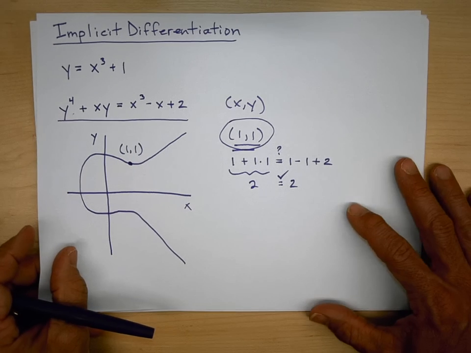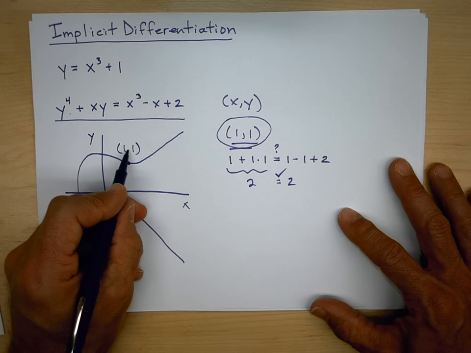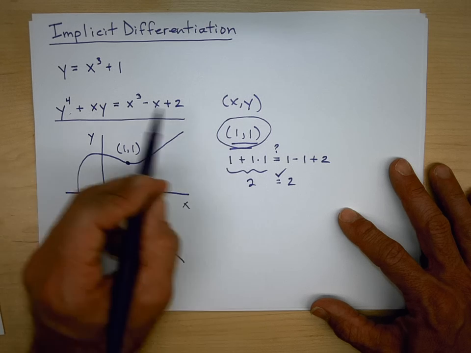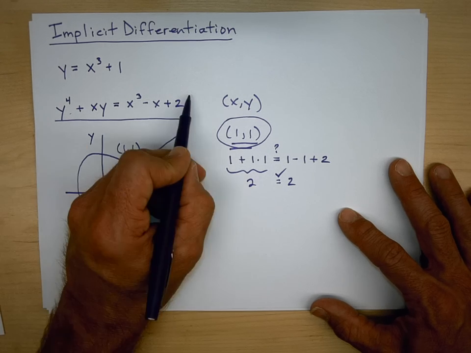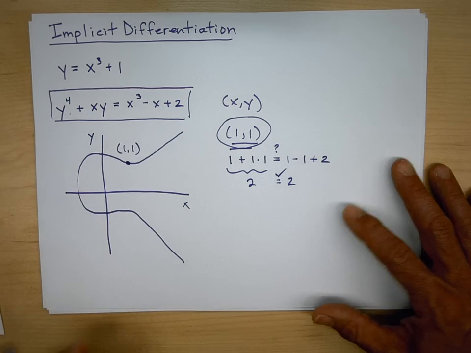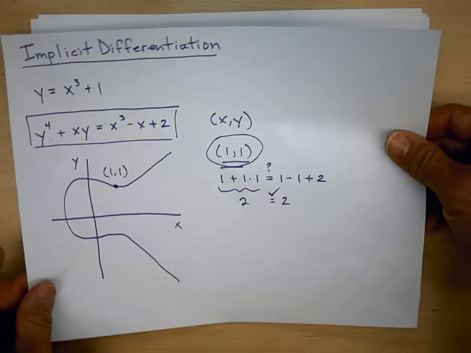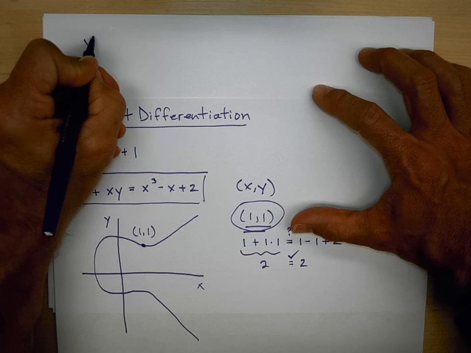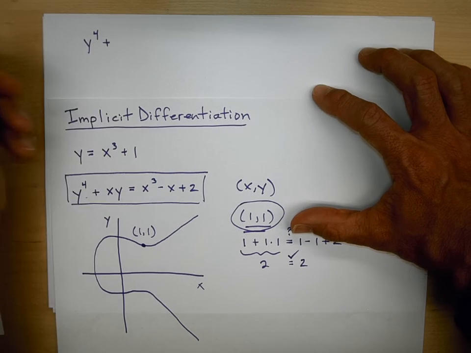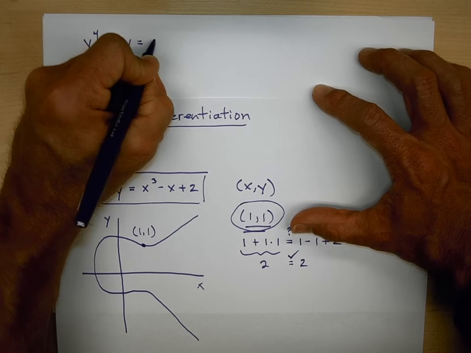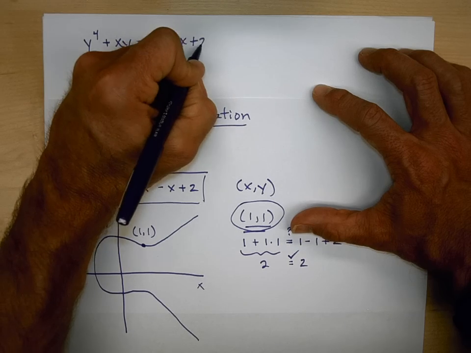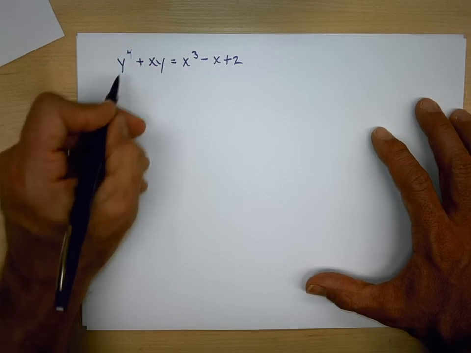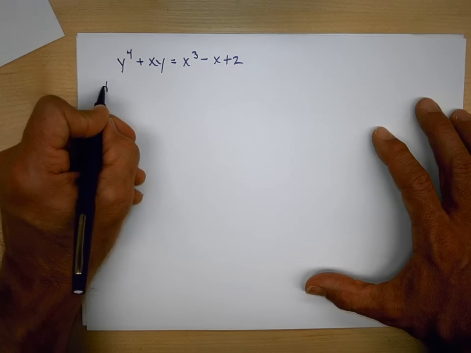So we have this curve here, and I do want to find the equation of the tangent line at the point 1, 1. We've already verified that 1, 1 is on the curve, but what we need to do with this is we need to find y prime. Okay, so let me rewrite it up here. We have y to the 4th plus xy equals x cubed minus x plus 2. All right, so we're going to take the derivative with respect to x of both sides.